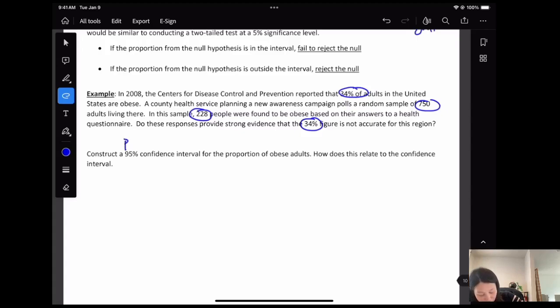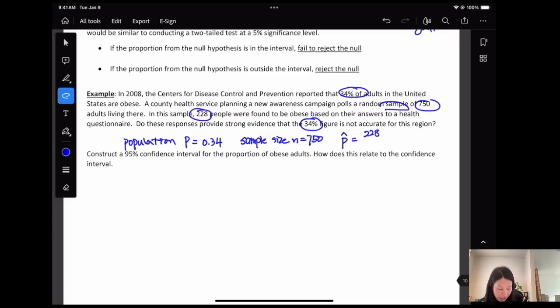So that means this is going to be our population proportion because it's the whole US. So the population proportion, P, is equal to 0.134. Then a county health services planning and new awareness campaign pulls a random sample. This is a sample, so that means your sample size is 750. In this sample, 228 people were found to be obese based on their answer to a health questionnaire. So our sample proportion of obese should be 228 people out of 750 people.